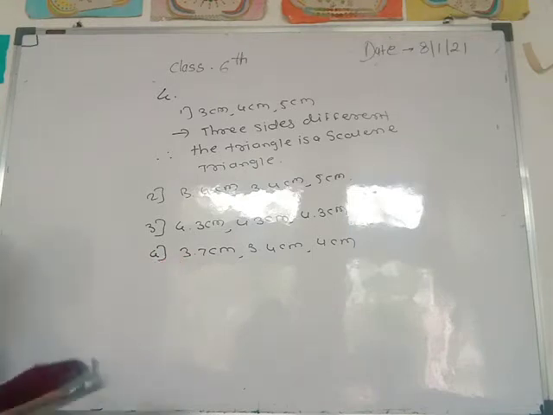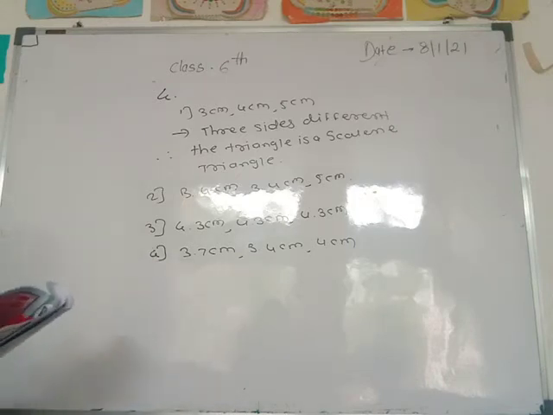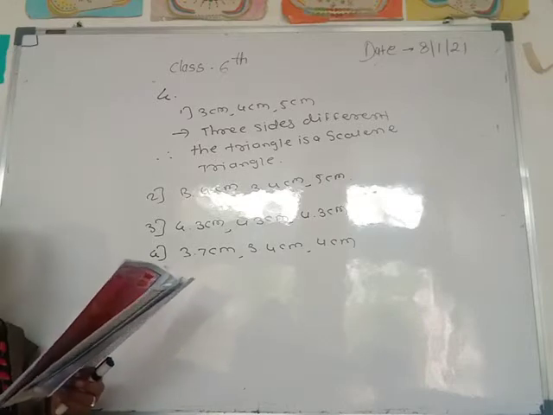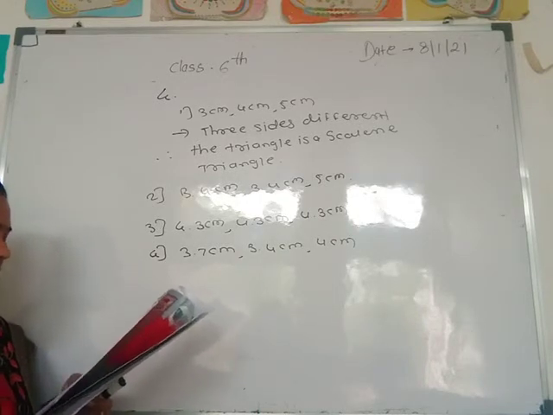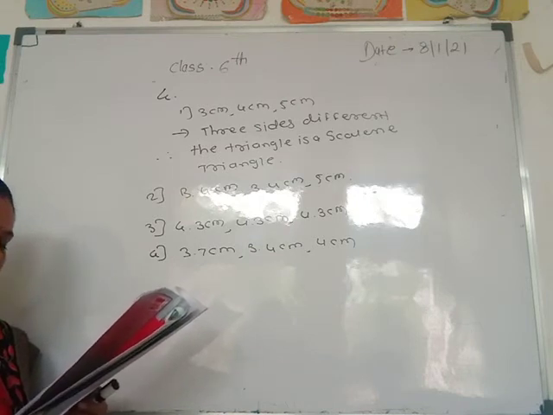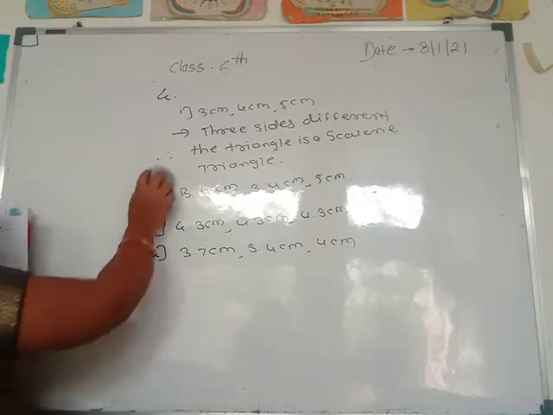Then see this fifth question. You write these answers in homework. Fifth question: the lengths of the 3 segments are given for constructing a triangle. Say whether a triangle with 3 sides can be drawn or not. Give the reason for your answer.